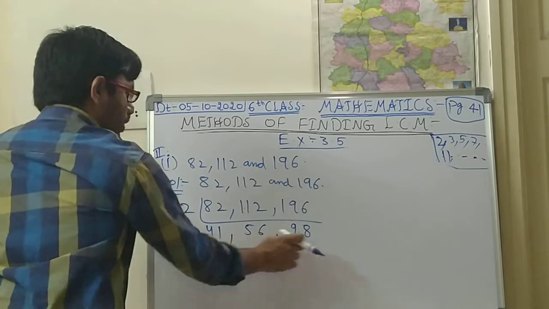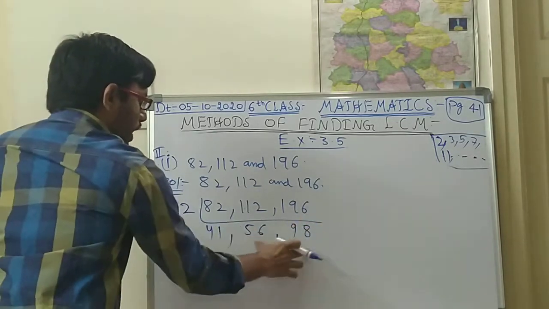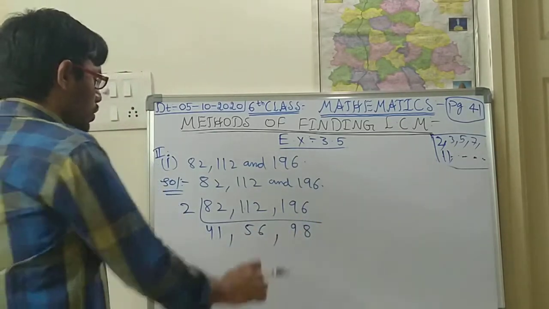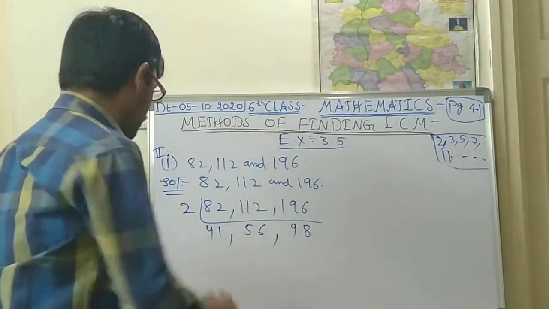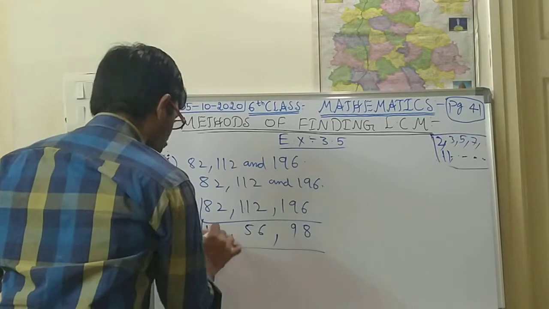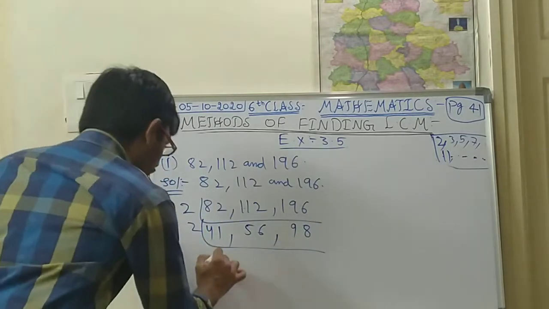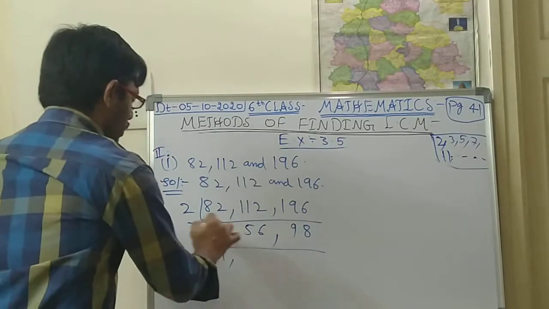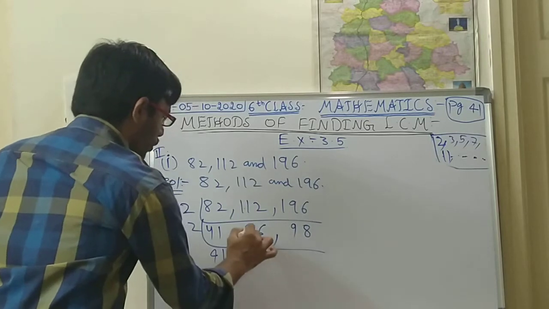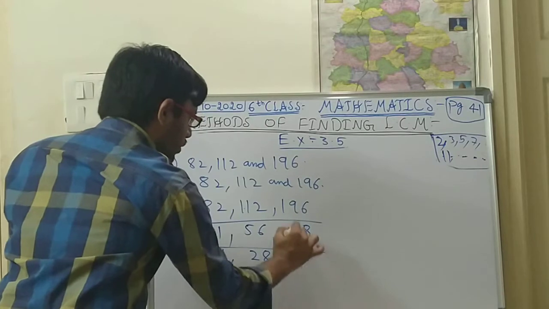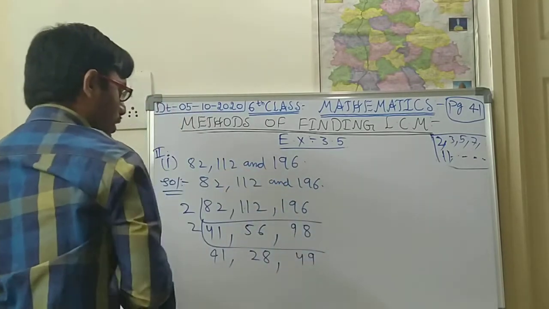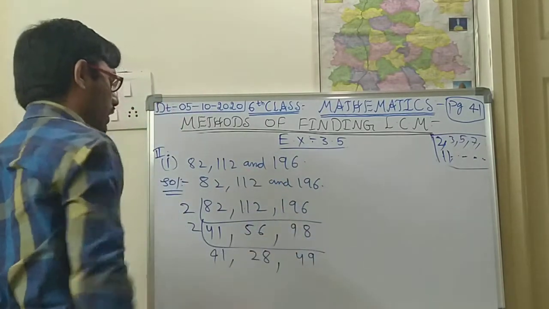Next 41, 56, 98. So 56 and 98, these two will go in the two table. So maximum two numbers are going in the two table. So that's why you take the two table again. So 41 leave like that only. Okay. 41. Next 2 2s 4, 1 is left over, 2 8s 16. Next 2 4s 8, 1 is left over, 2 9s 18. Next 41, 28, 49.